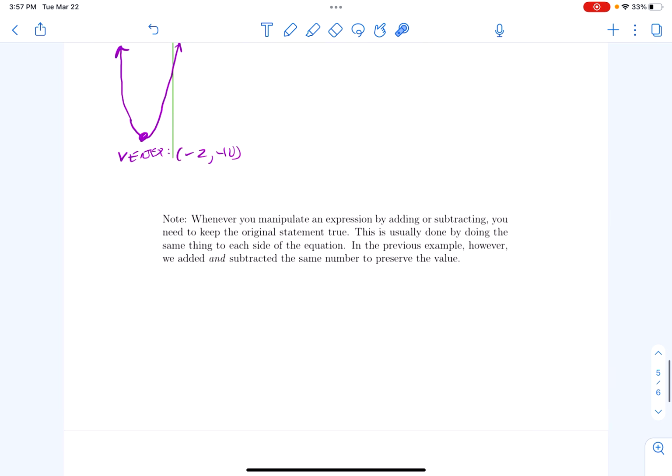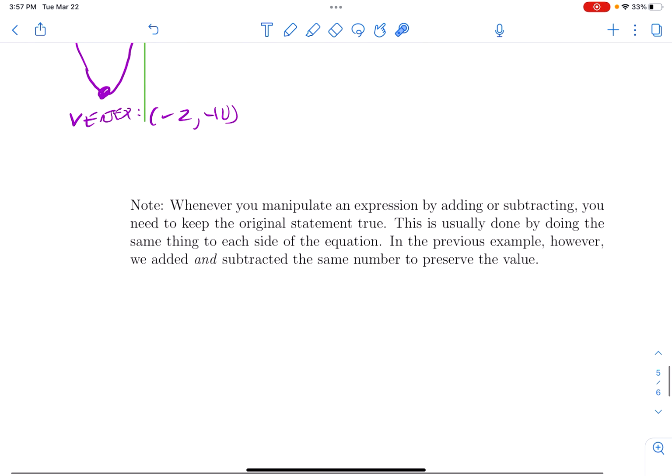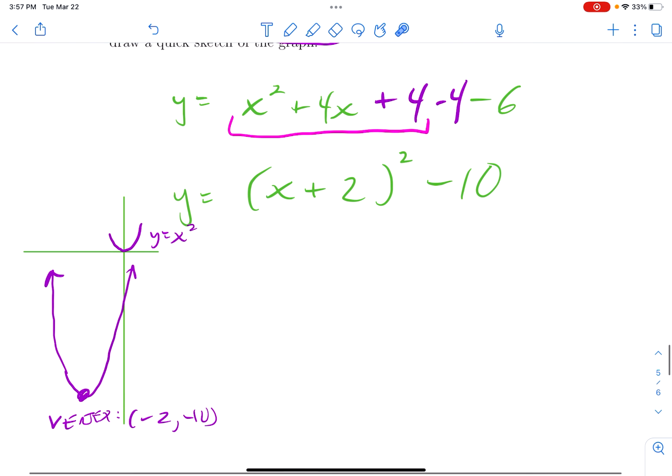And I just have a note here, whenever we manipulate an expression by adding or subtracting, we have to keep things true. So either we add or subtract the same thing on both sides of the equation, or we did what we did here, which was add and subtract the same number on the same side of the equation, so that we didn't actually change the value, we just changed the form. All right, that is it for this video.